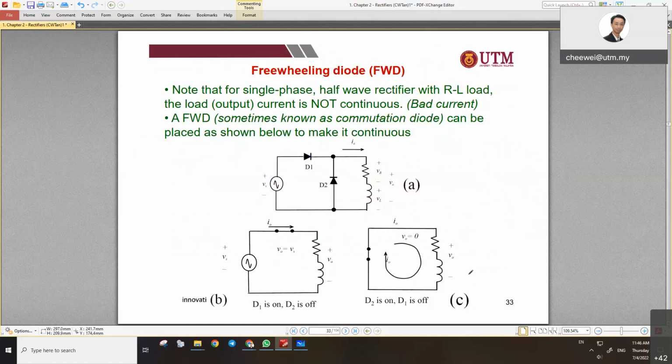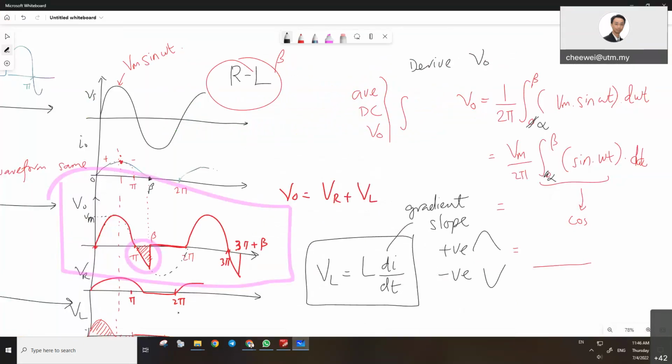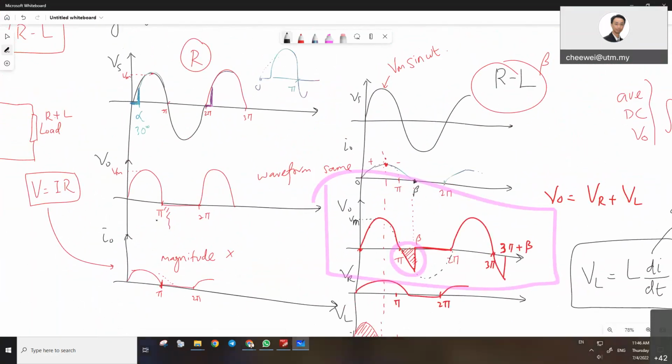Okay. You guys still okay to continue? Because now we need to play around with the circuit by adding in a new friend. That new friend's name is freewheeling diode. Okay, start with FWD. So when you have the FWD in, what is the impact to the waveforms here? Just now we said that from R to RL, the difference is from no negative portion to some negative portion with the pink color here.